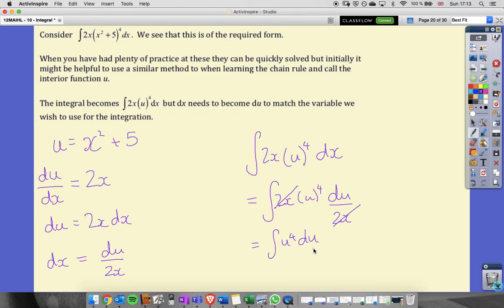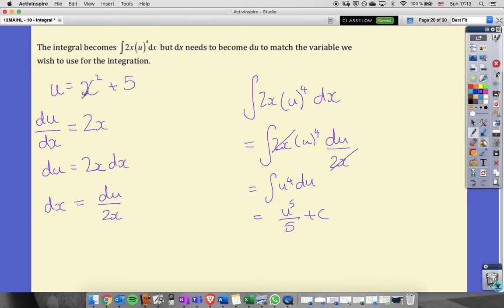Okay, I can integrate with respect to u, so I'll increase the power by 1, I'm going to divide by the new power and I'll have a plus c, and then finally I'm going to replace u with x squared plus 5. I might even write that divide by 5 as a fifth because I think it looks a little bit neater. So x squared plus 5 is now to the power of 5 plus c.